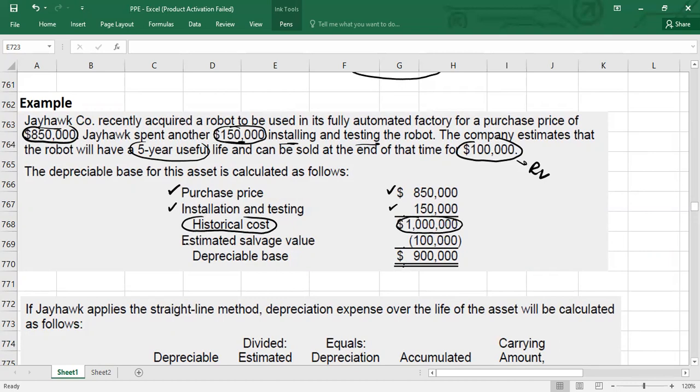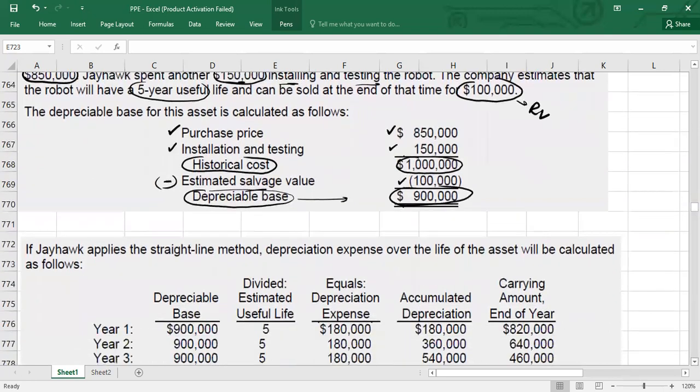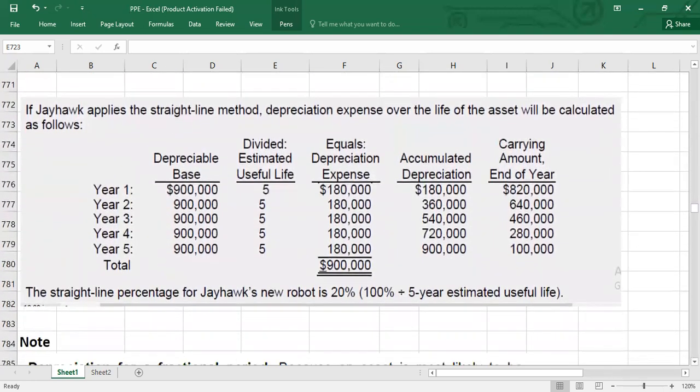From the historical cost, if you subtract the residual value, the salvage value, which is 100,000, you will get the depreciable base. You will use this depreciable base to calculate the depreciation under the straight line method. So here we have how to calculate the depreciation. Because the asset has a 5 year life, first we will write the number of years: year 1, 2, 3, 4, 5, because you will calculate the depreciation at the end of each year.